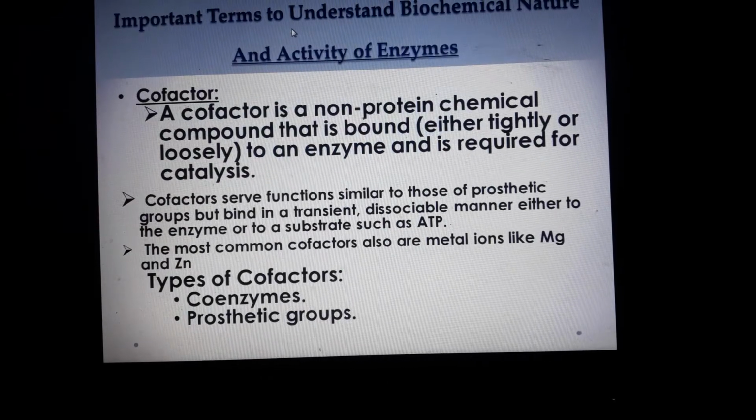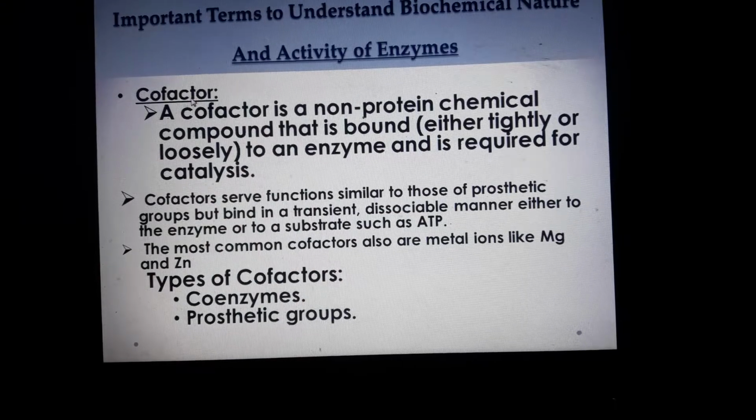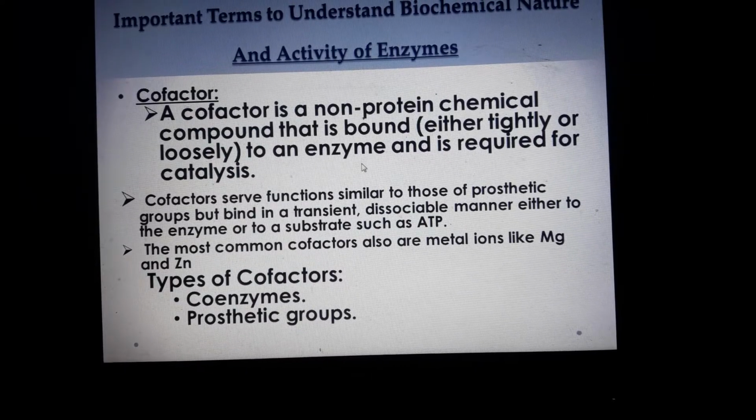Okay. Important terms for understanding the biochemical nature and activity of enzymes. We have the cofactor. When you say cofactor, it is a non-protein chemical compound that is bound either tightly or loosely to the enzyme and is required for catalysis. Usually, ang cofactor functions similar to the prosthetic group. Usually, the binding is transient, in a dissociable manner to the enzyme and the substrates such as ATP. Okay. The most common cofactors are magnesium and zinc.